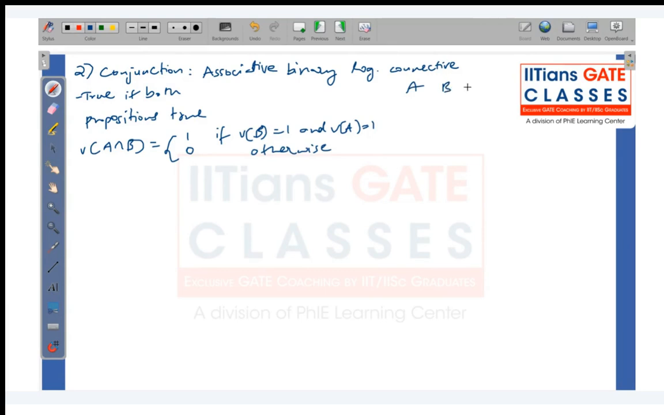Let me take the truth table now. 0, 0, 0, 1, 0, 1, 1, and it has this. Okay. What did I mention? A and B, and B and A, these are both the same.